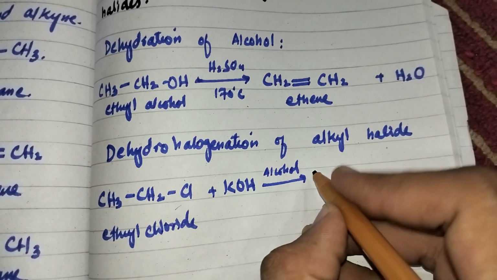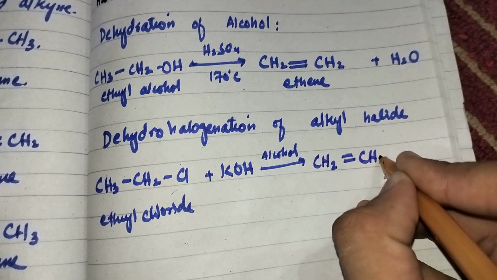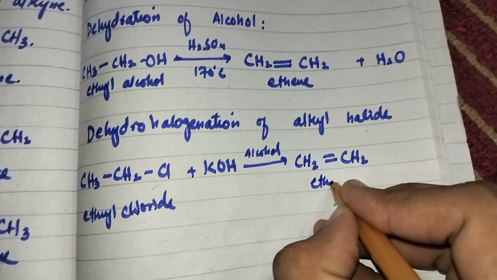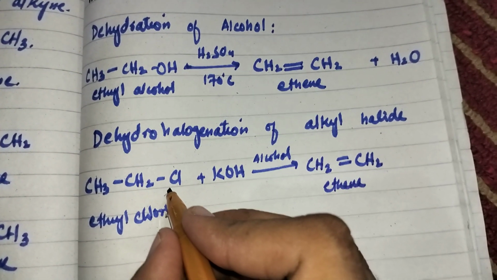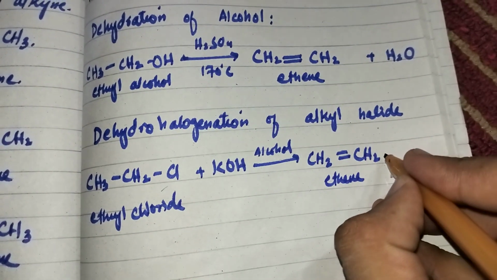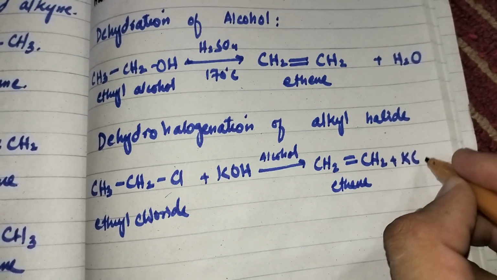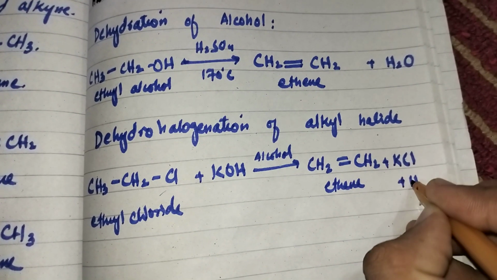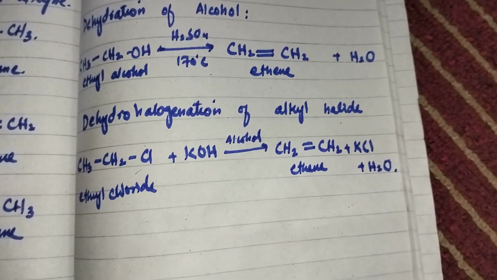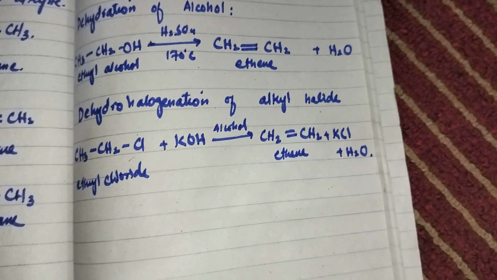So it is now CH2 double bond CH2. Now it is ethene. The removed Cl attaches to K to form KCl, and the removed H attaches to OH to form H2O. So these are the byproducts which will form by the process of dehydrohalogenation of alkyl halide.